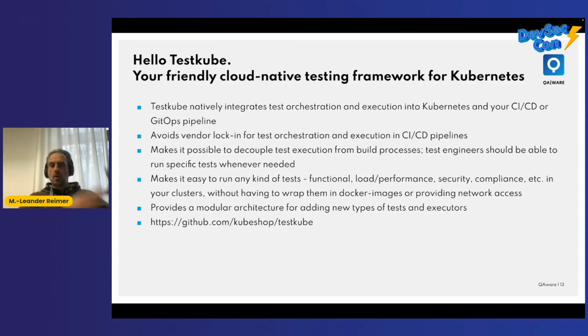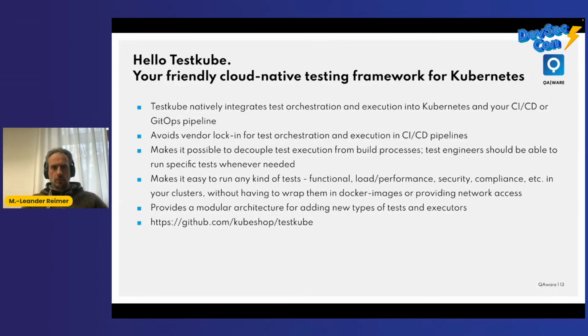Okay, this is two things. Build process is one thing, do one thing well, and then comes the test execution. It also enables your test engineers, if you have some, to run specific tests whenever they need them. Now, Testkube makes it really easy to run those non-functional tests, like load performance tests and security tests and compliance tests within your cluster. Okay, and that is really cool in highly constrained environments where maybe the cluster is not even accessible from the outside.